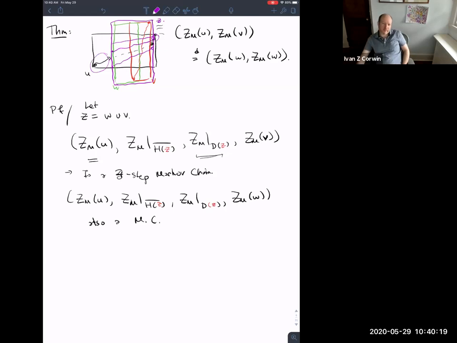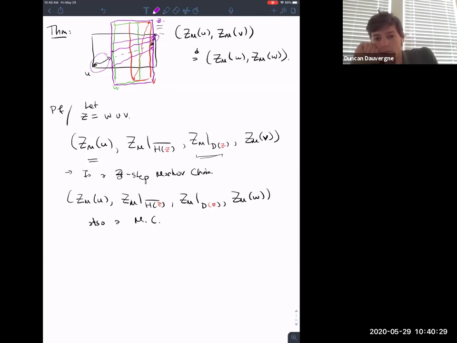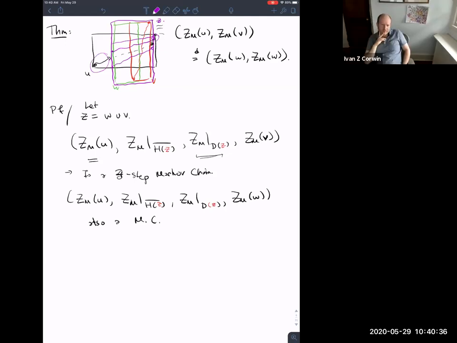So first of all, the Zm h bar of Z, I guess that can include things that are beneath the u box as well, right? Yeah, it includes things that are beneath the u box. So this is just everything going from the left to the right across Z. And so you're saying the transition from the Zm of u to the Zm h bar Z is Markovian. Is that clear?